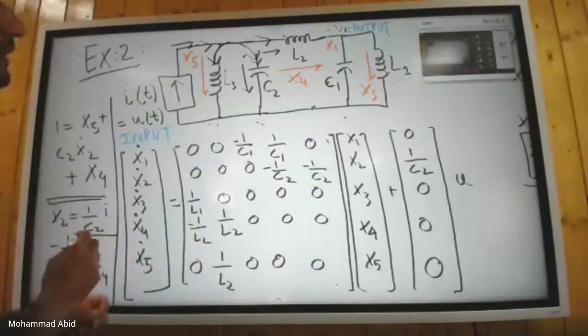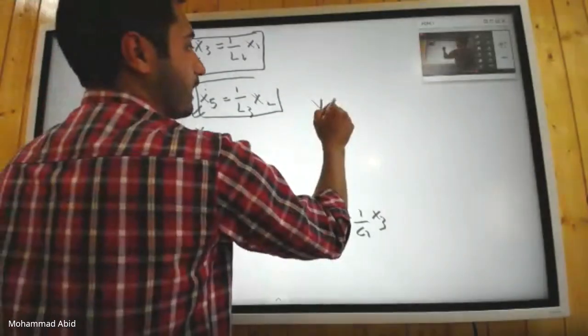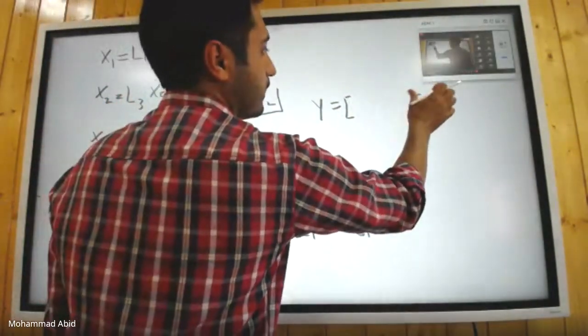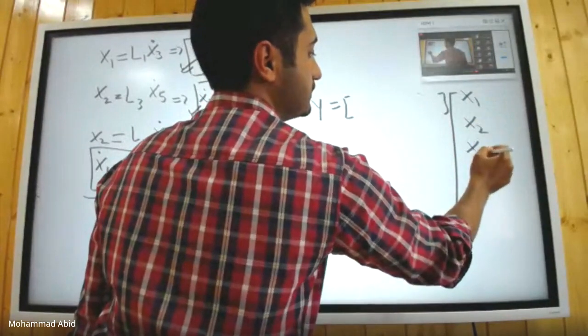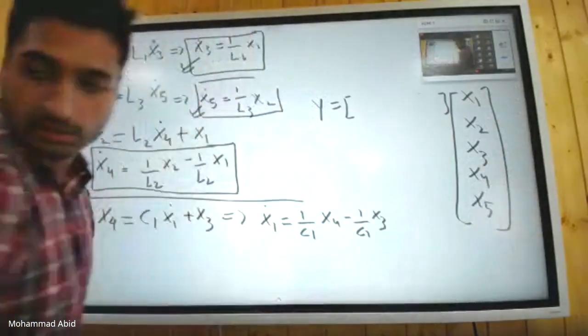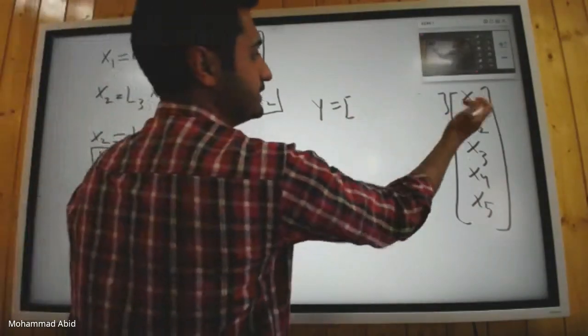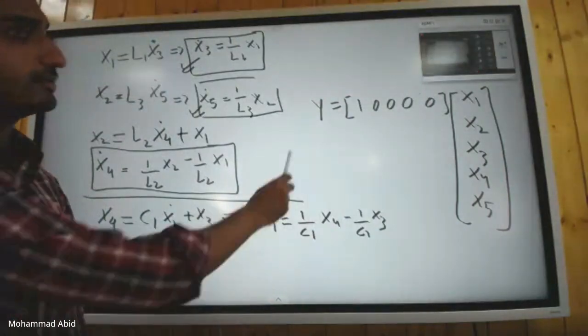Okay, what's the equation for output? The final equation. I have 5 state variables. And what's the assumed output? Assumed output is across V1. That's x1. That's 1, 0, 0, 0, and 0. Y is x1.